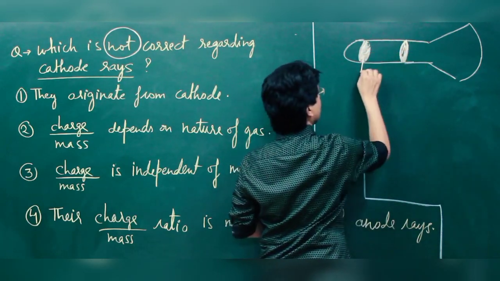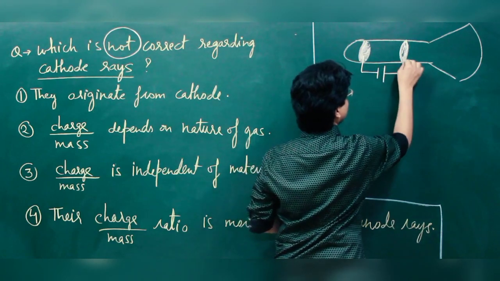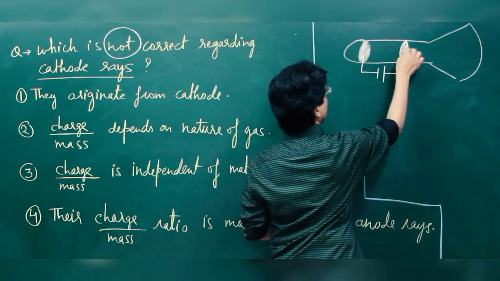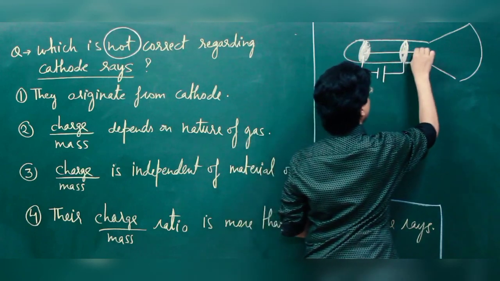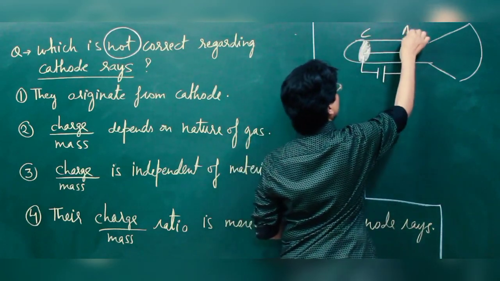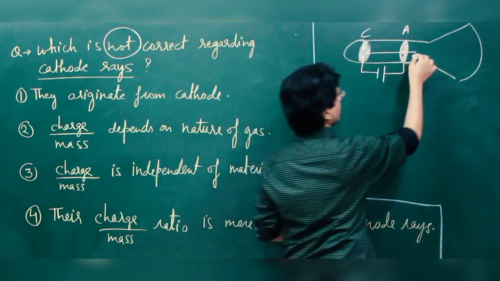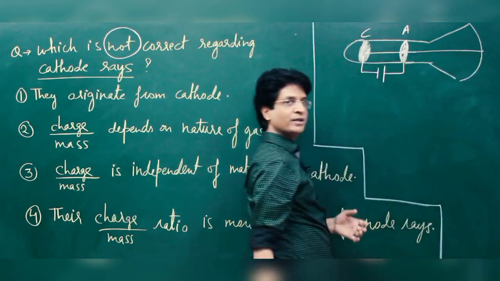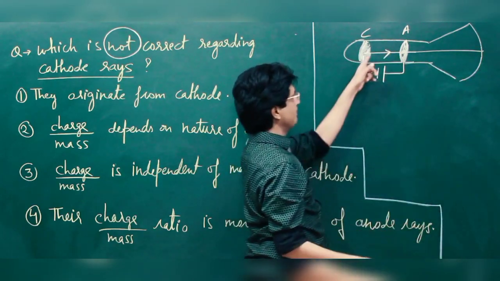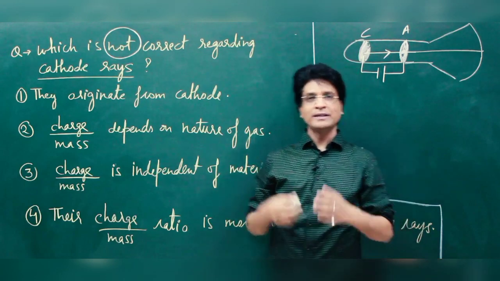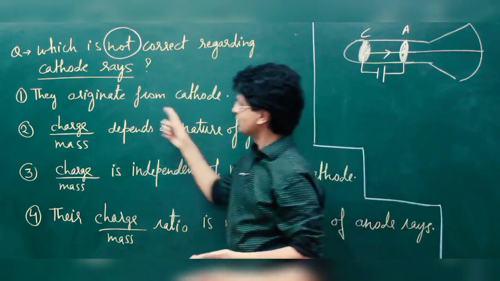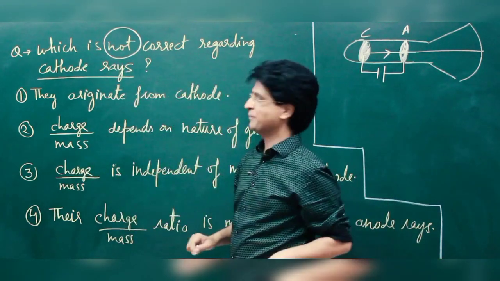So when we applied the battery a high voltage, the cathode ray was moving from cathode to anode, the positive terminal, towards the fluorescent screen. So it is definitely originating from cathode. That's why they are called cathode rays. So this is correct. We are looking for not correct.